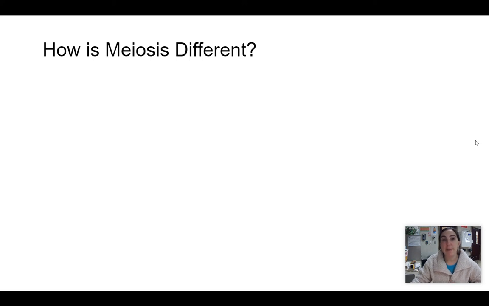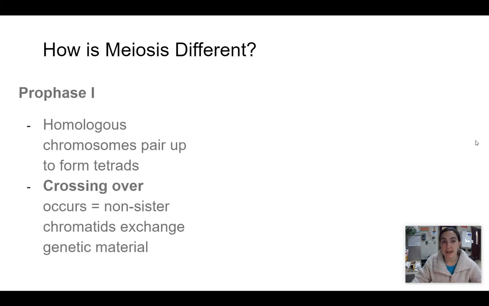One of the differences happens in the very first step, which is called prophase 1 in meiosis. You'll see why it's called prophase 1 in just a minute. During the very beginning, when the chromosomes first become visible and everything's getting ready for cell division, one thing that happens here that didn't happen in regular cell division is that those homologous chromosomes pair up with each other to form what's called a tetrad.